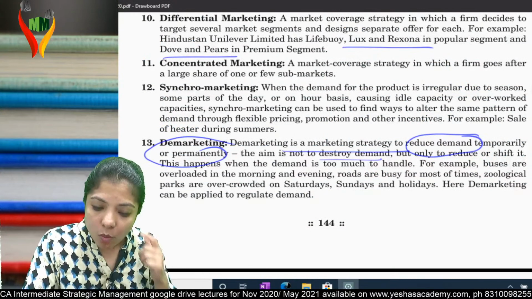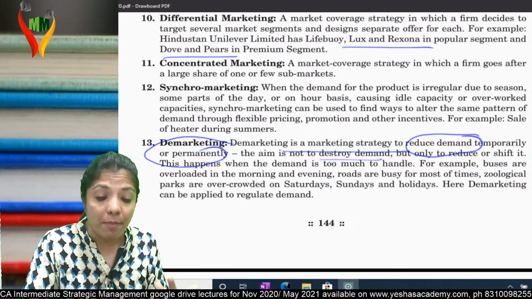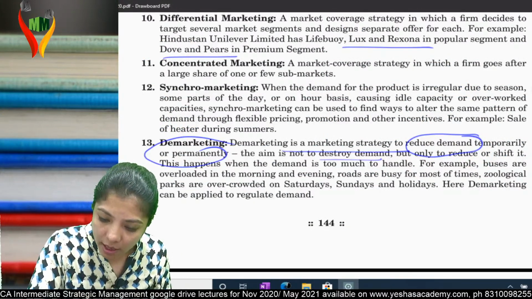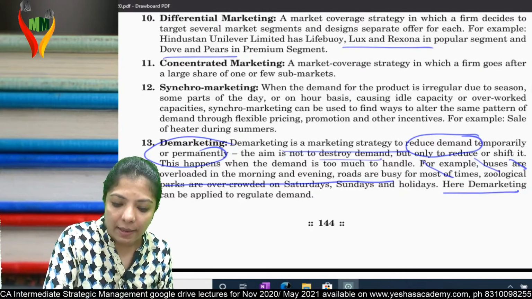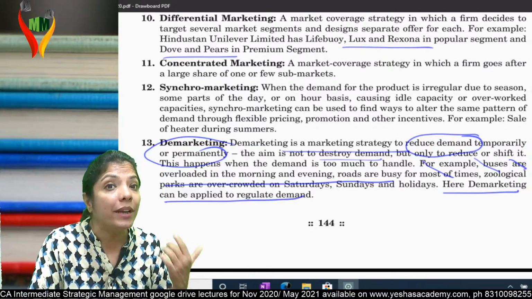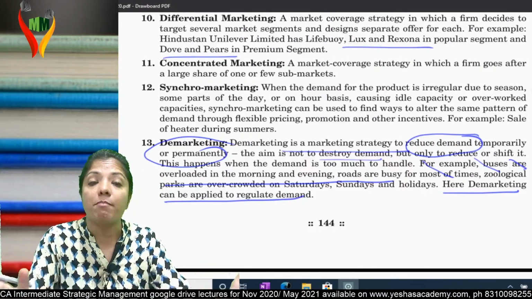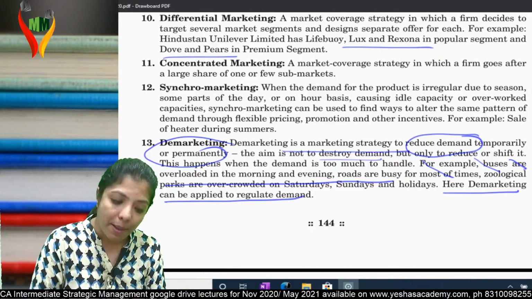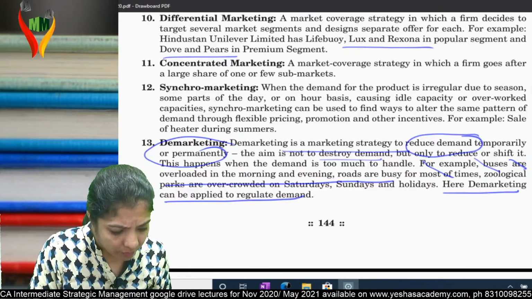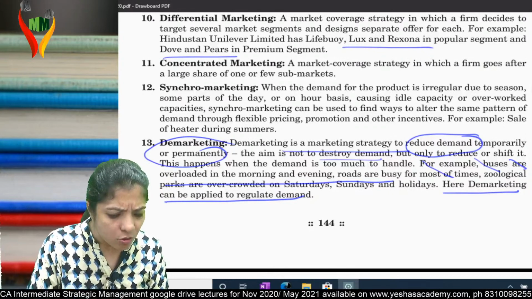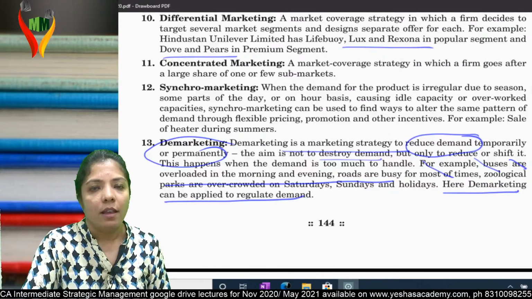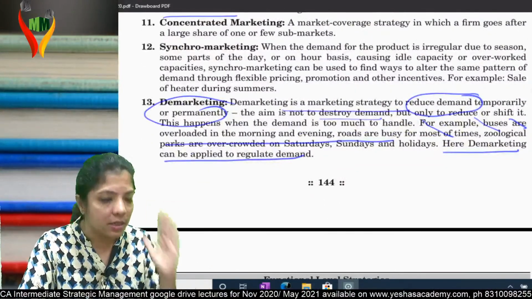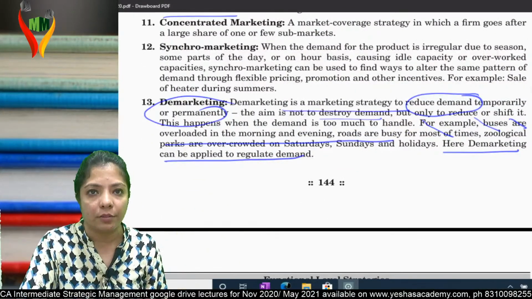This happens when demand is too much to handle, when demand is greater than supply. Cut this example and mark the last line. Demarketing can be applied to regulate demand. Why am I doing demarketing? I want to regulate my demand properly. No, demarketing does not mean innovative marketing. Innovative is something else. Demarketing is simply not marketing that product.